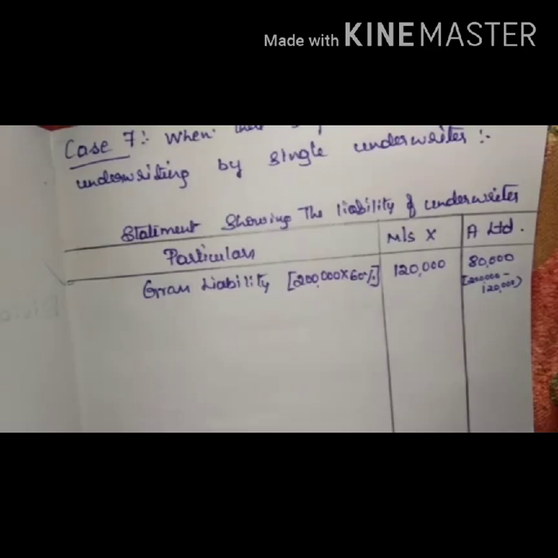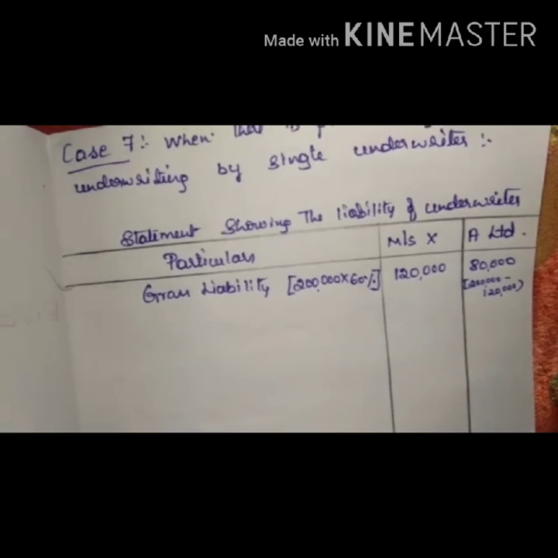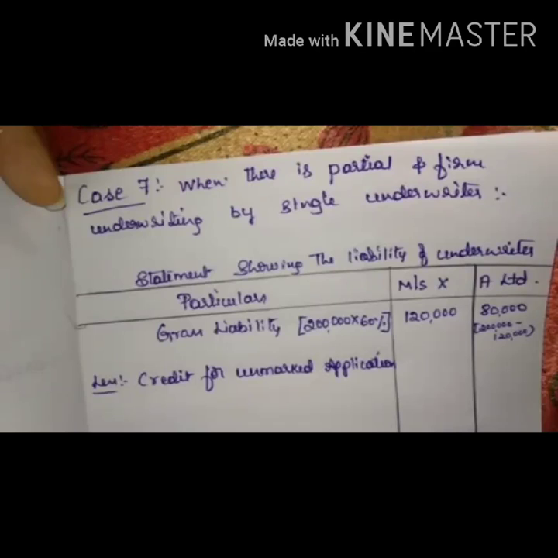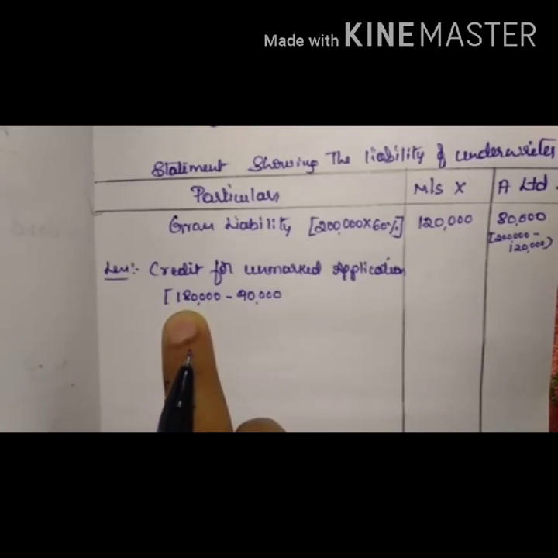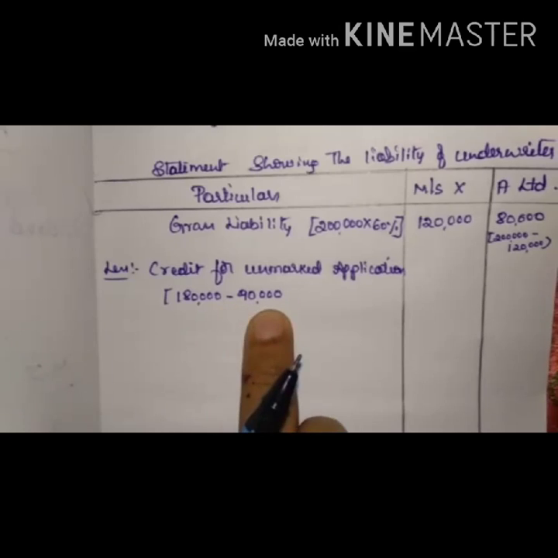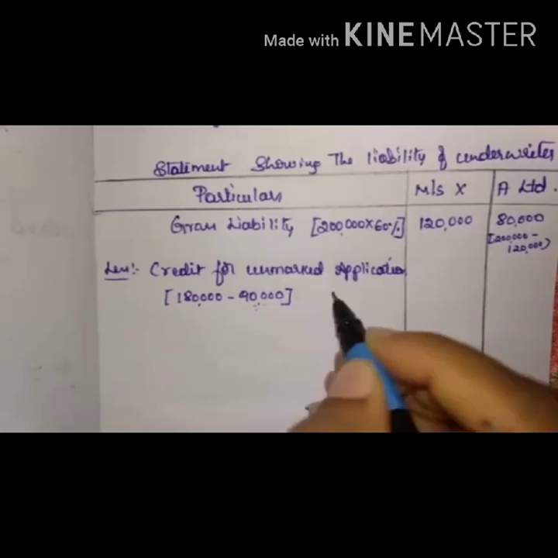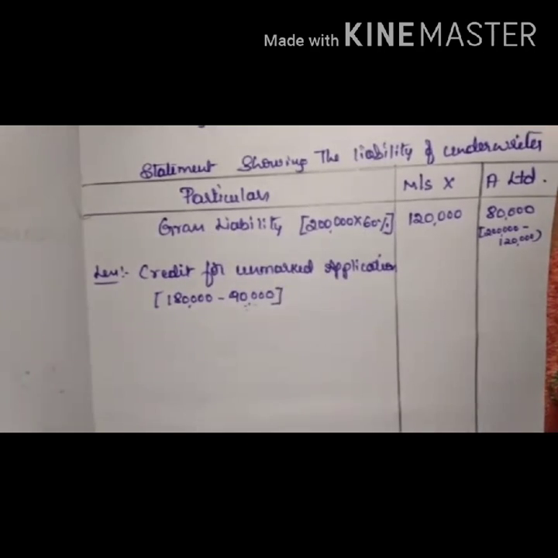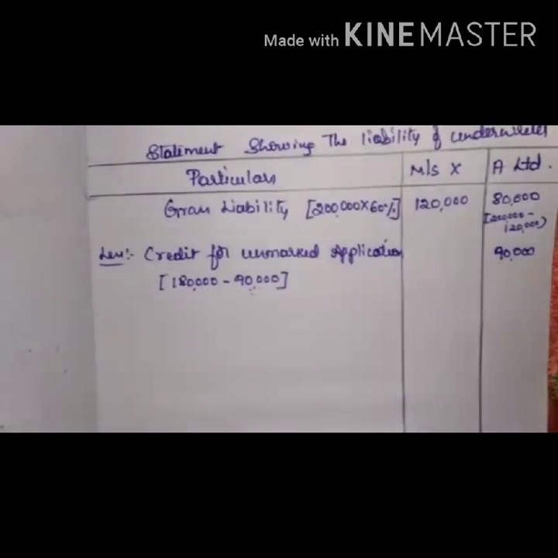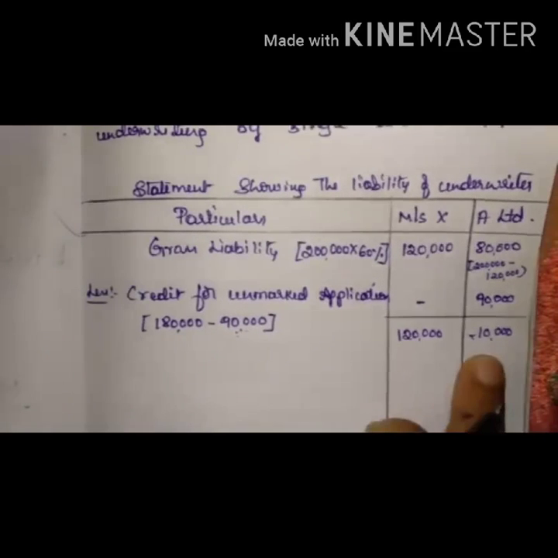Non-underwritten shares, A Limited becomes the underwriter. Less credit for unmarked application. Public company receives 1,80,000 shares minus 90,000 shares, that is marked application, 90,000 application. So we'll get unmarked application, that is 90,000 shares. So we'll be getting surplus under company.